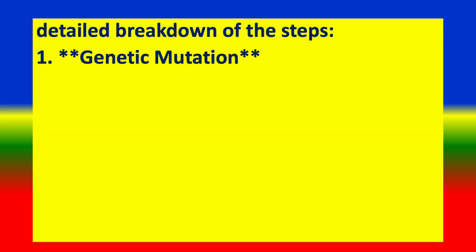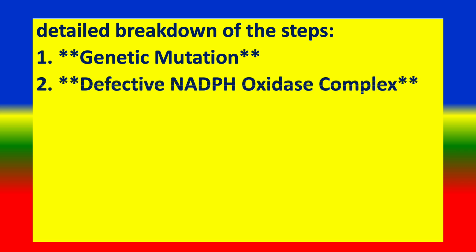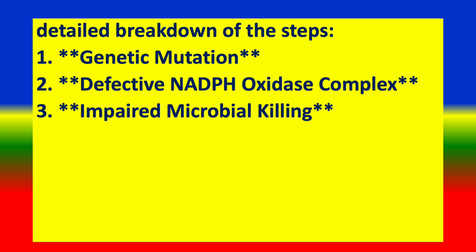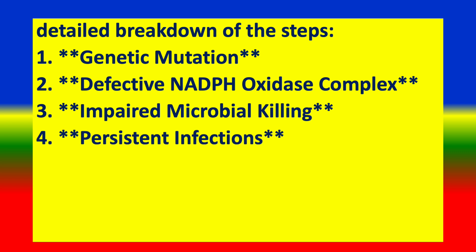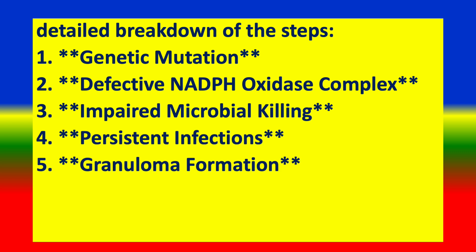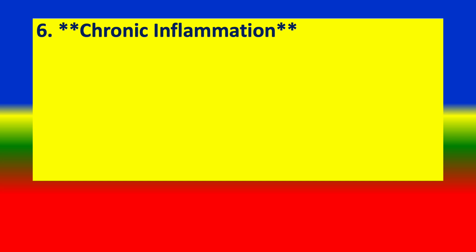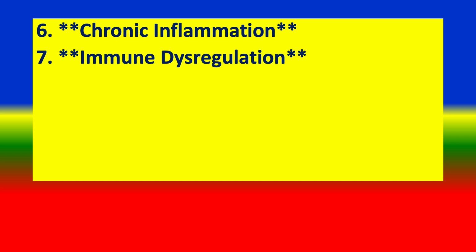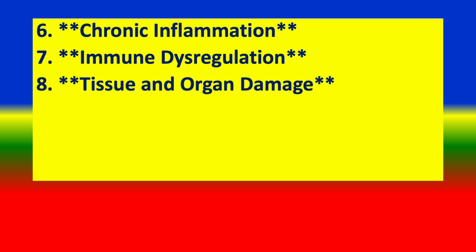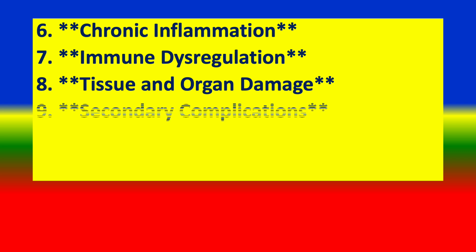Detailed breakdown of steps: 1. Genetic mutation. 2. Defective NADPH oxidase complex. 3. Impaired microbial killing. 4. Persistent infections. 5. Granuloma formation. 6. Chronic inflammation. 7. Dysregulation. 8. Tissue and organ damage. 9. Secondary complications.